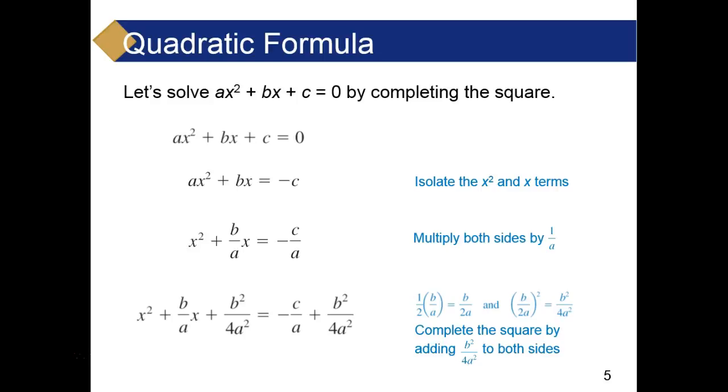Then we start by completing the square. First thing we do is subtract the c from both sides, and they left a blank here. Then you divide by a. That gives you x squared plus b over a x is equal to minus c over a. Then you take half of this term, b over 2a, square it, and you get b squared over 4a squared. Add that to both sides.